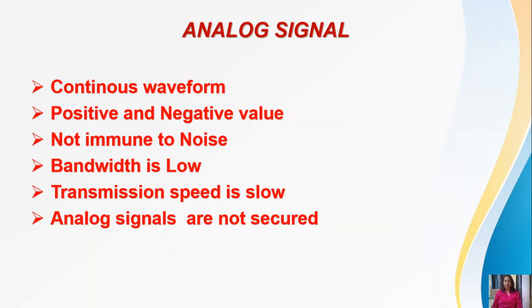Analog signals are not immune to noise, that is, they are corrupted due to noise. Noise is an unwanted signal. Bandwidth of the analog signal is low. Transmission speed is low in analog signals, hence the speed is slow. Analog signals are not secure. Examples are audio signal, that is human voice, and video signal.